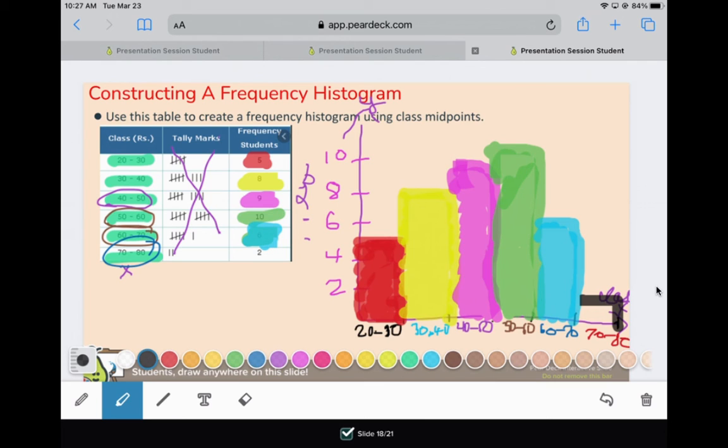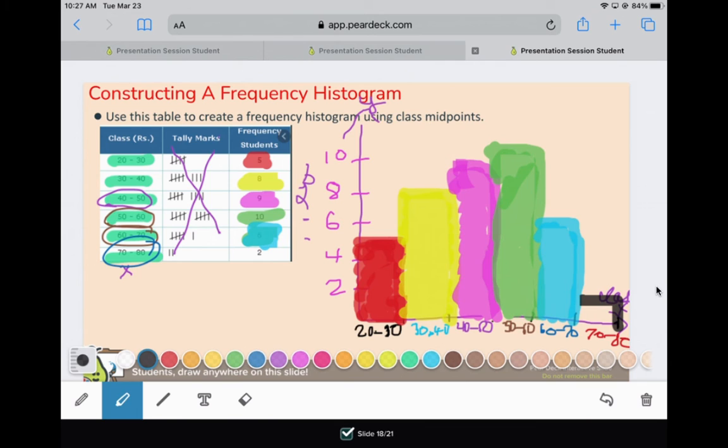So this is the frequency histogram. What you do is you represent the same thing, but instead of using a table, we use a graph. It's saying the same thing. It's saying that the first class, 20 to 30, I have 5 students. The second class, 30 to 40, I have 8 students. And then the third one is 40 to 50, I have 10. It's saying the same thing.